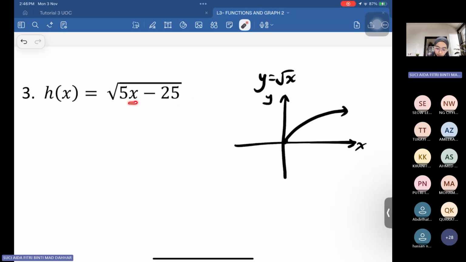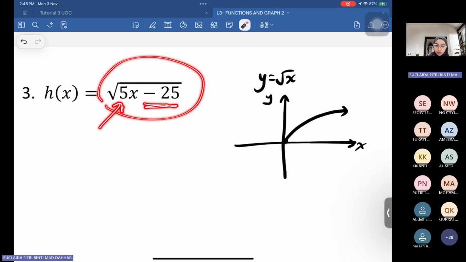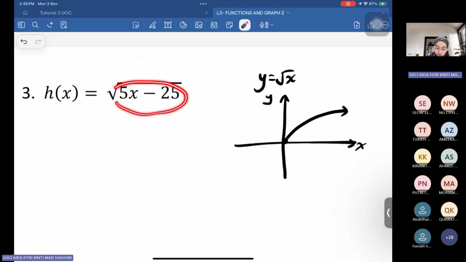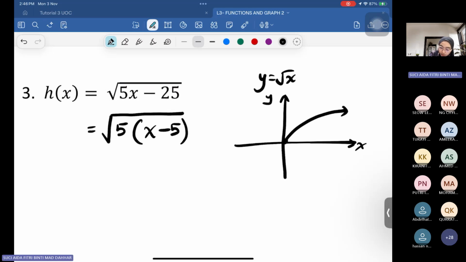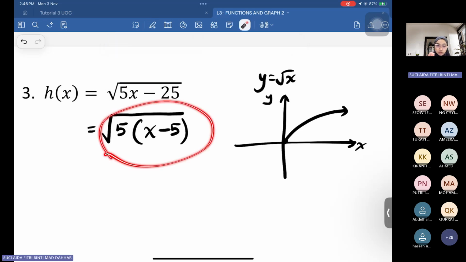Now, our function is not a basic square root function, okay? There's something that you multiply in front of x and then you minus by 25. I would like to highlight something here. This involves two operations, right? Multiplying by 5 and then subtracting 25. So I would suggest you factorize this so that we know which one to prioritize first. If I factorize 5 outside, that leaves me with x minus 5 inside the bracket. Agree? It is better to write them in this form.